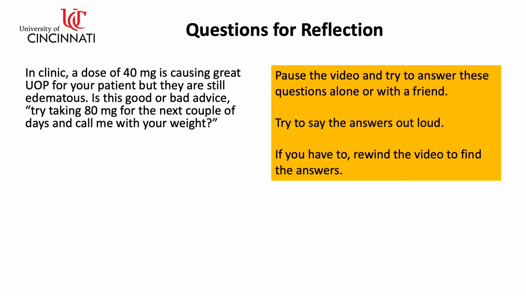Okay, it's time to put these principles that you've learned to play. So let's use a couple cases and a couple questions to make sure you understand the concepts. You're in clinic and a patient's taking a dose of 40 milligrams of furosemide. It's causing great urine output for your patient, but there's still edema. Would this be good or bad advice? Why don't you try taking 80 milligrams for the next couple of days and then call me with your weight? What do you think?